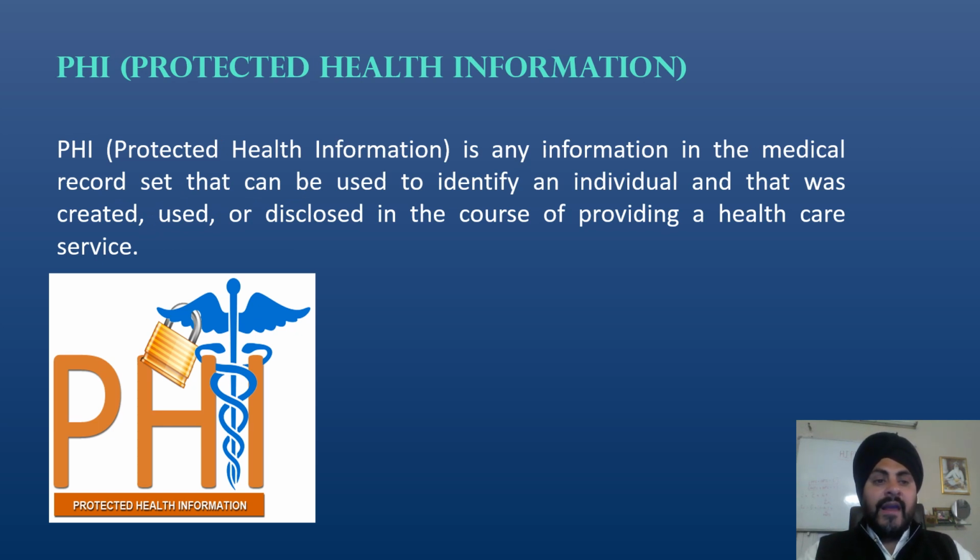What is PHI? PHI is protected health information. It is any information in the medical record that can be used to identify an individual and that was created, used or disclosed in the course of providing a healthcare service. So basically, health information includes demographic information, individuals' physical or mental health, and provision of payments, and then we have personally identifiable information. PHI in HIPAA includes 18 identifiers like name, addresses, dates related to an individual, telephone numbers, fax numbers, email ID, social security numbers, medical record numbers, certification and license numbers, and then URLs, IP addresses, and biometric identifiers.